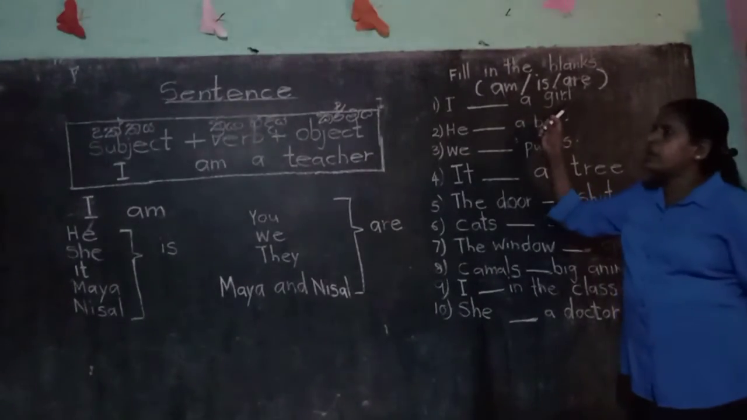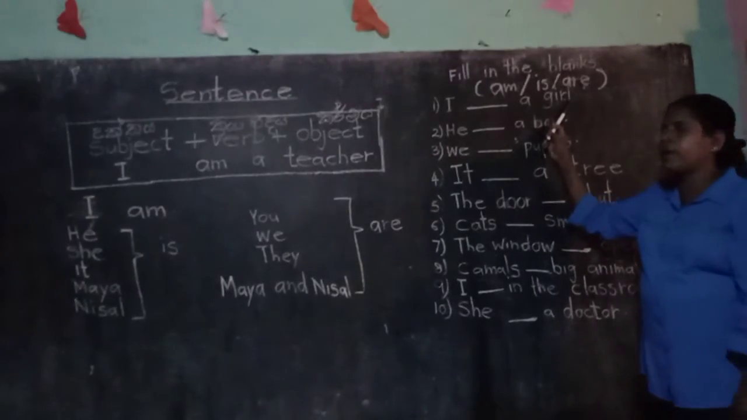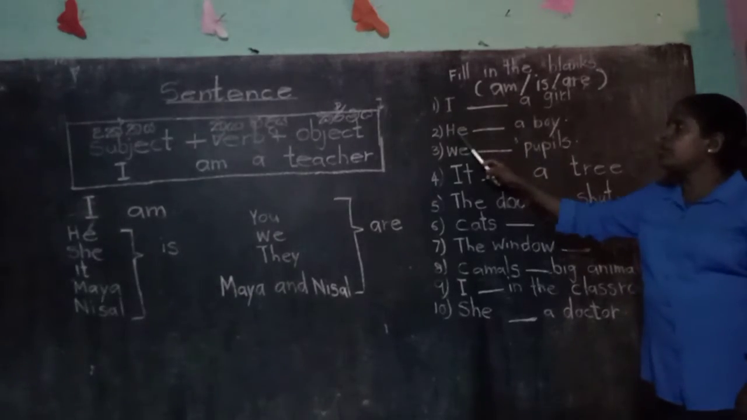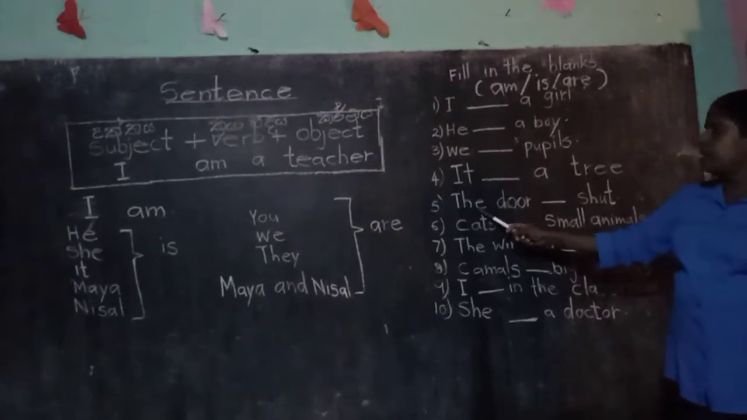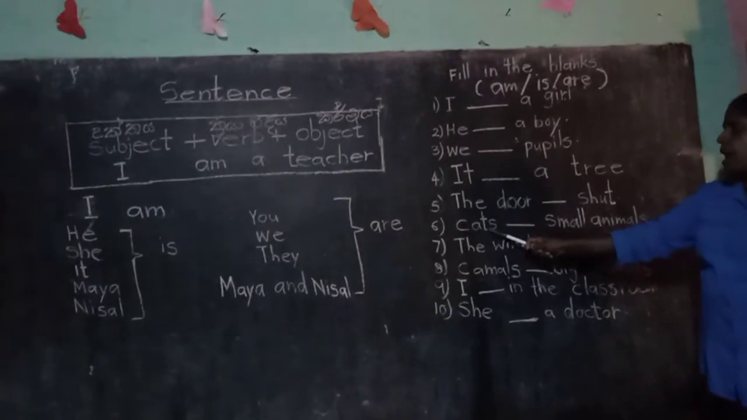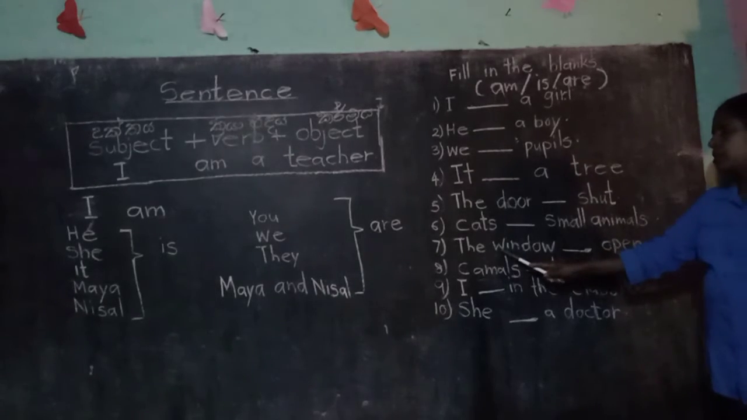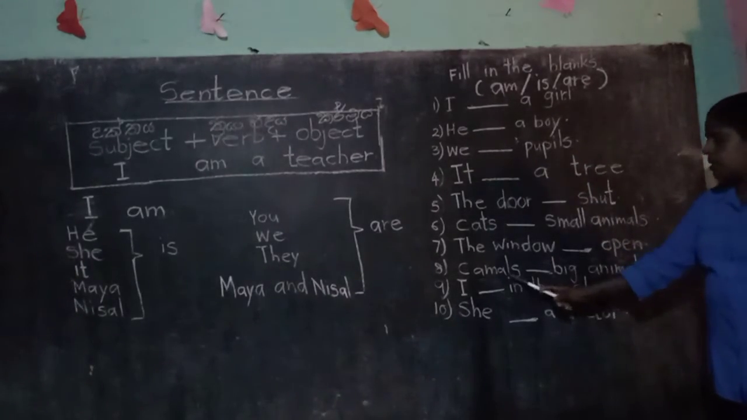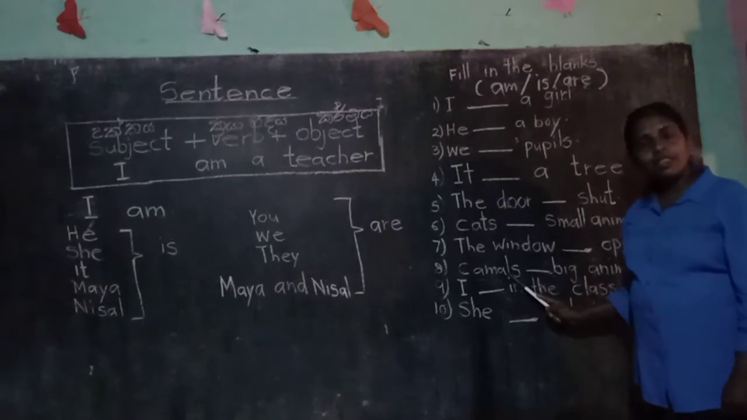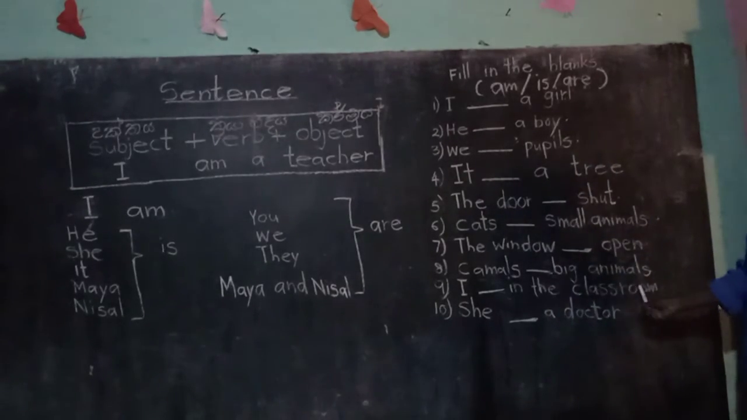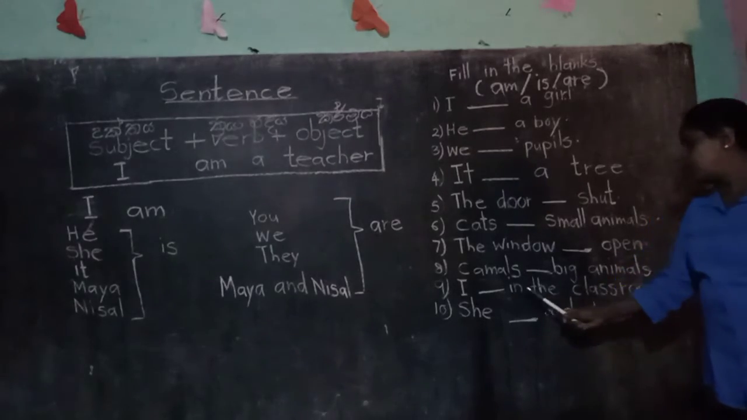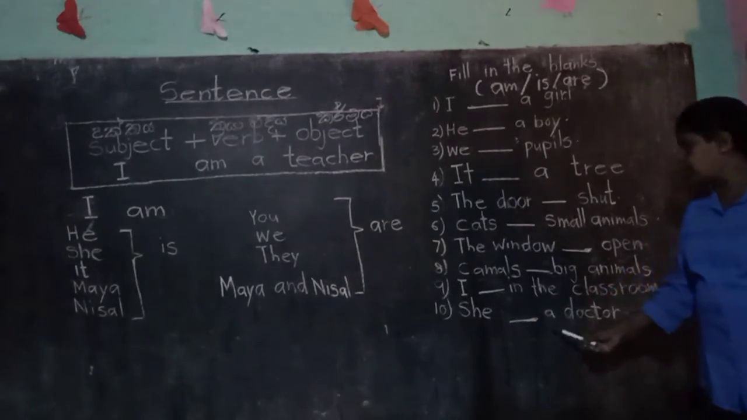I blank a girl. Right. Now you can fill in the blanks. Yes, you can. I blank a girl. He blank a boy. We blank pupils. It blank a tree. The door blank shut. Cats blank small animals. The window blank open. Camels, who are the camels? Yes, plural. Big animals. I blank in the classroom. She blank a doctor.